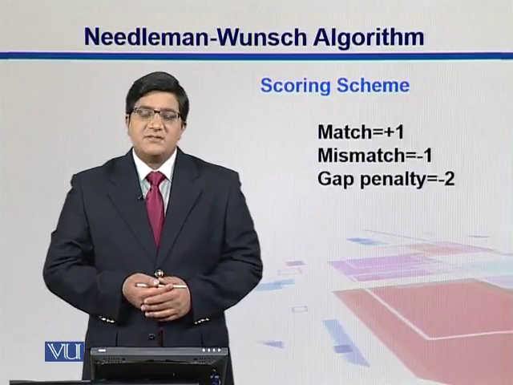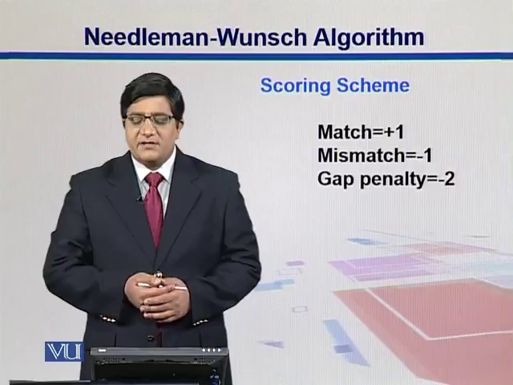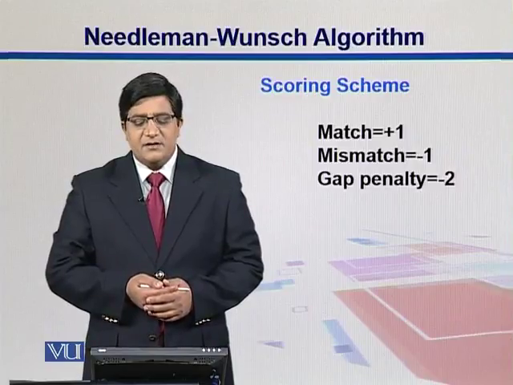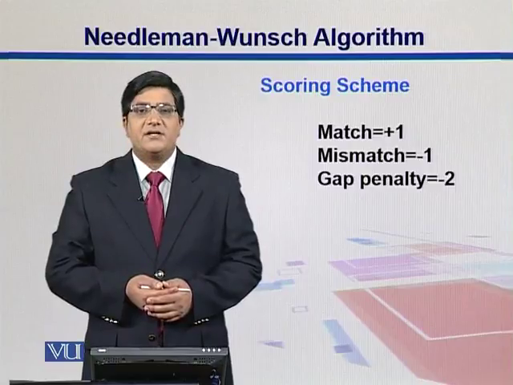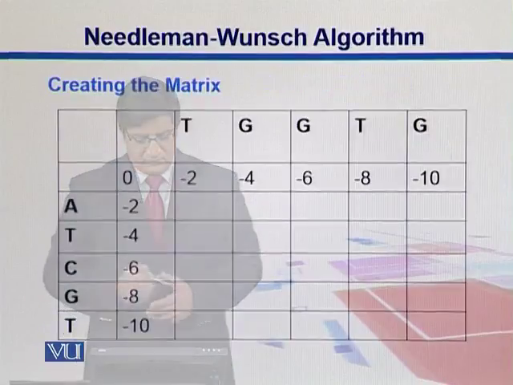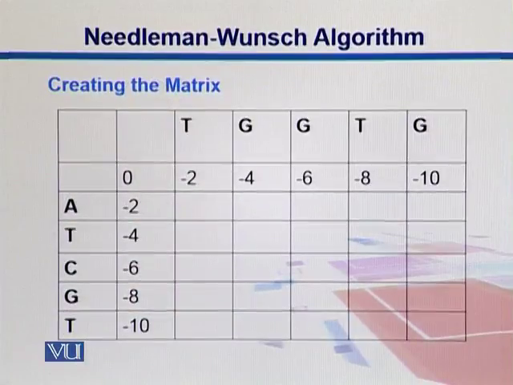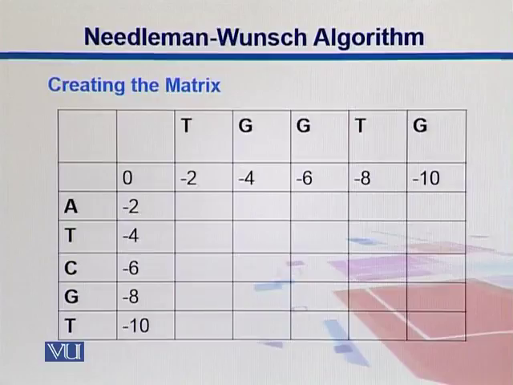This is our scoring scheme. For this example, we take the match as +1, a mismatch as -1, and a gap penalty as -2. So first we create a matrix. That is a two-dimensional matrix. On one side we have one sequence, T, G, G, T, G. On the other side we have another sequence, A, T, C, G, T.